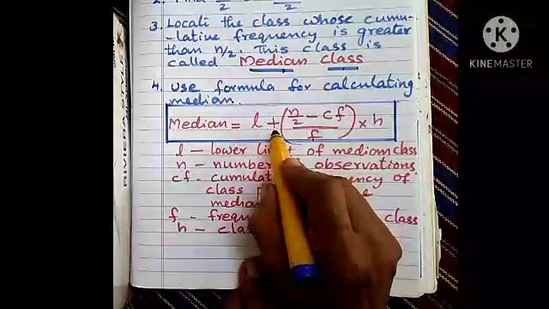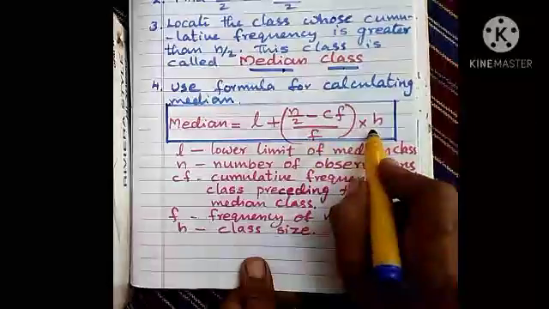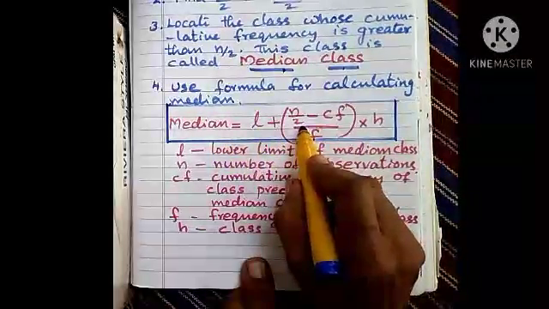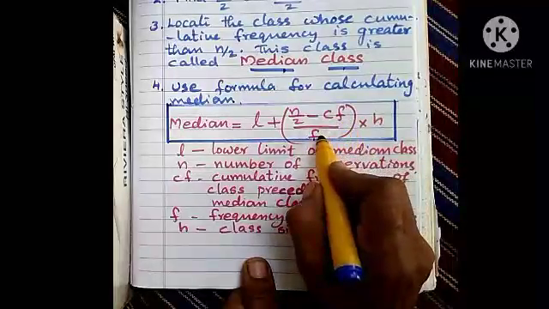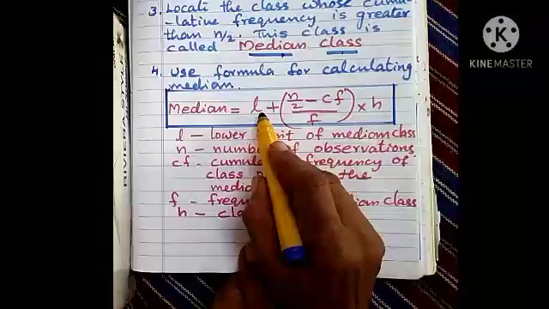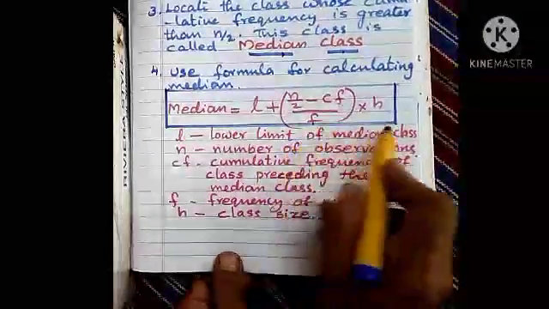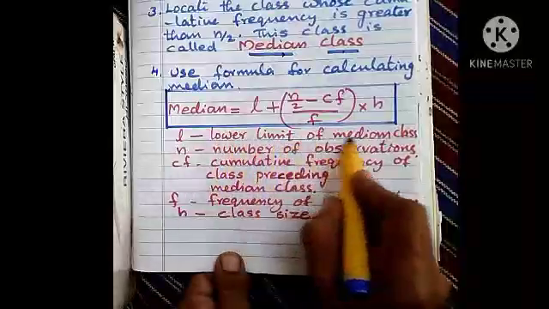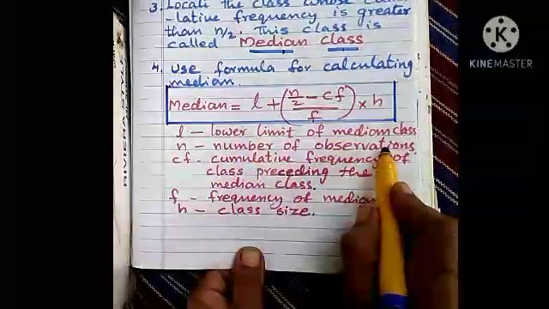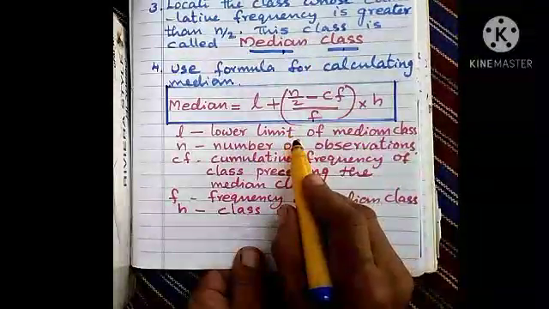Median equal to L plus n by 2 minus CF by F into H. See, median equal to L plus n by 2 minus CF by F into H. Now, what is L? L is the lower limit of median class. Then n, you know that we have discussed number of observations or sigma fi, because n by 2 is needed. We have already found the n by 2.